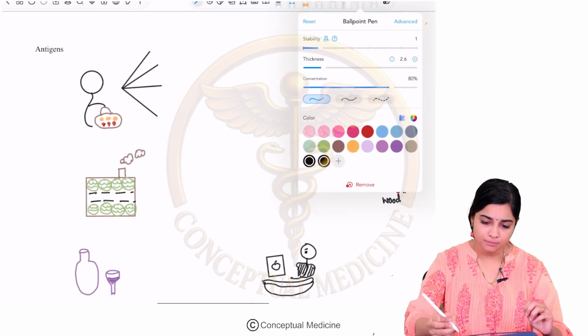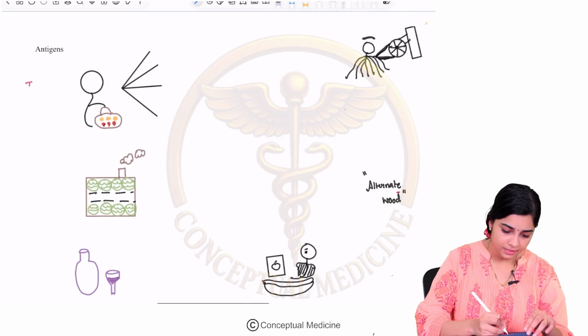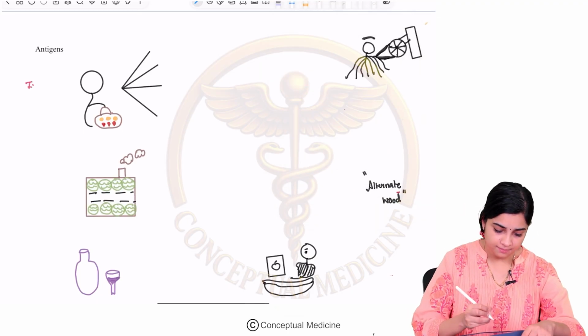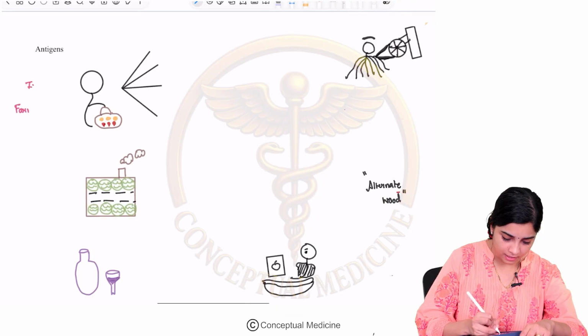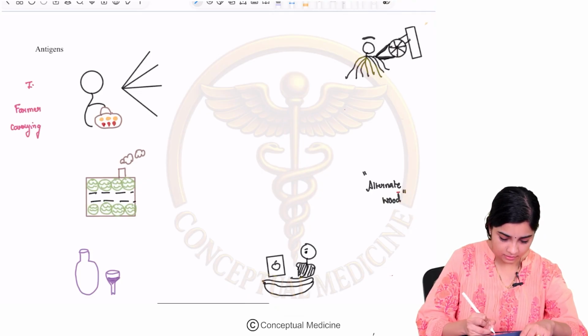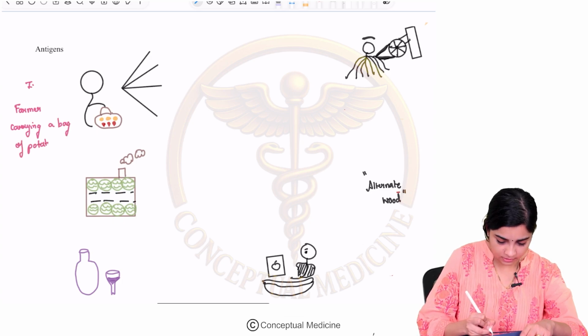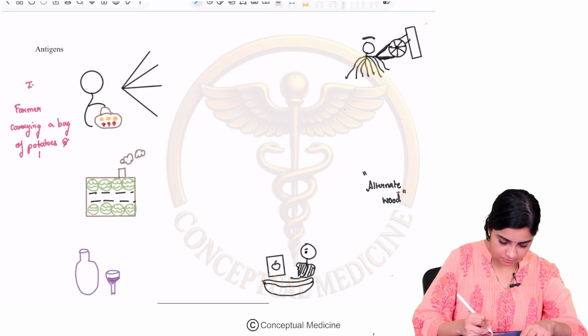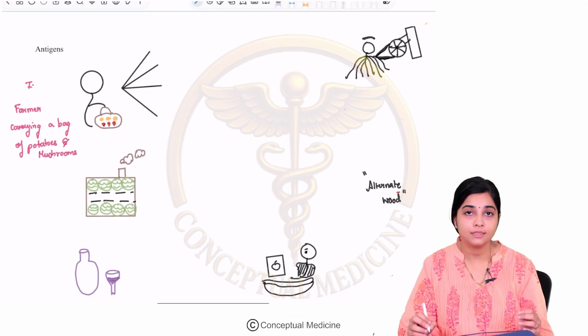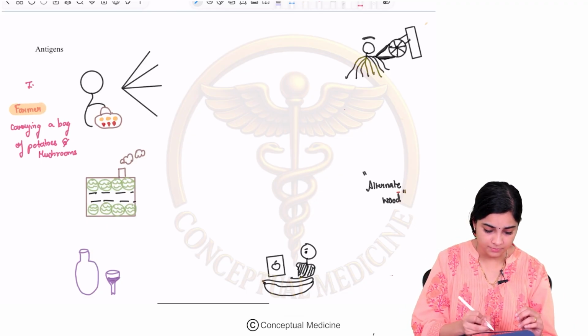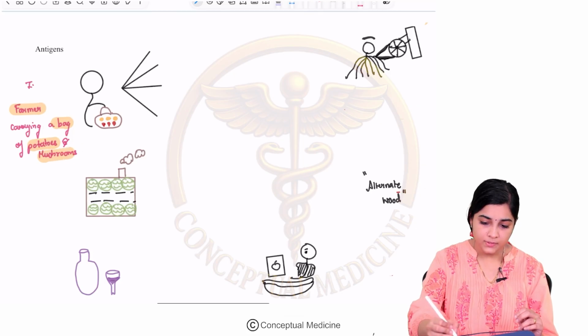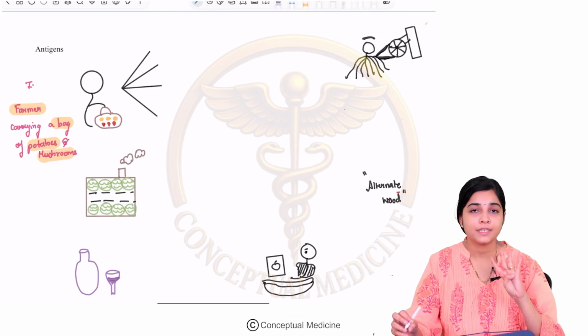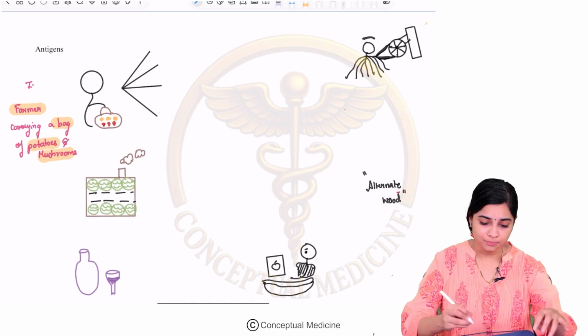So, the first mnemonic that I want you to remember is this. This man is basically a farmer carrying a bag of potatoes and mushrooms. So you remember a farmer carrying a bag of potatoes and mushrooms. Okay. So what is this? These are basically 4 disorders which we group together.